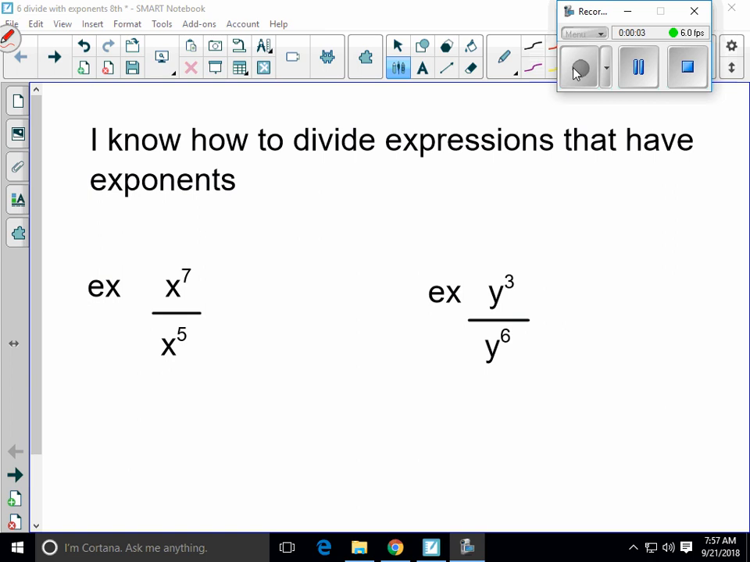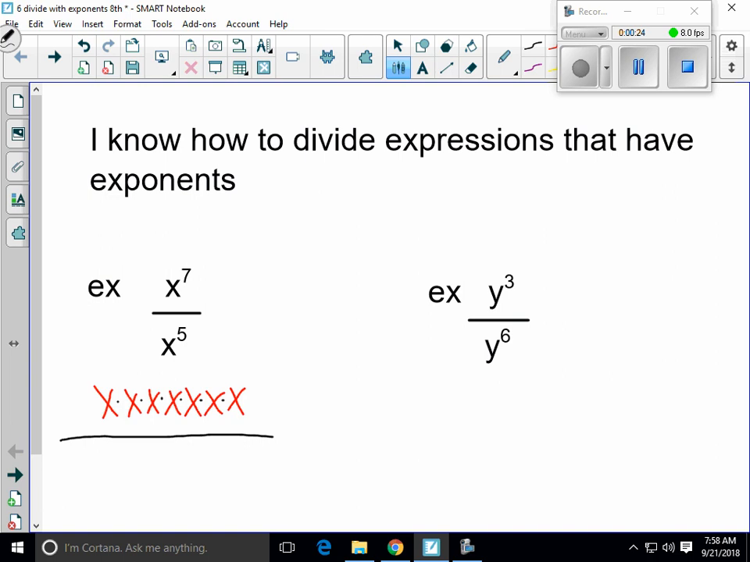Okay, today let's look at dividing expressions that have exponents. Here are two examples that I made up before we get into the problems, so you can see the idea behind it. The first example on the left, if I wrote out x to the 7th, 1, 2, 3, 4, 5, 6, 7. Remember that means x multiplied by itself 7 times.